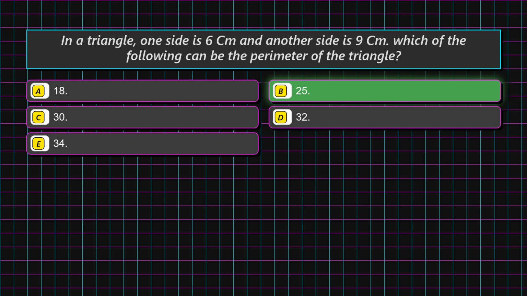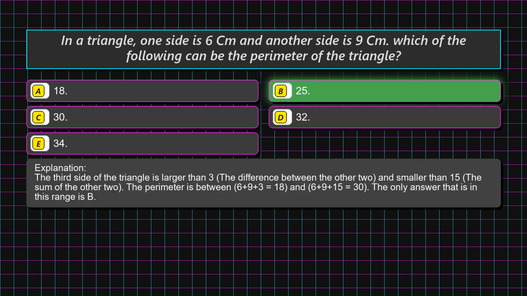The correct answer is option B, 25. The third side of the triangle is larger than 3, the difference between the other two, and smaller than 15, the sum of the other two. The perimeter is between 6 plus 9 plus 3 equals 18, and 6 plus 9 plus 15 equals 30. The only answer that is in this range is B.